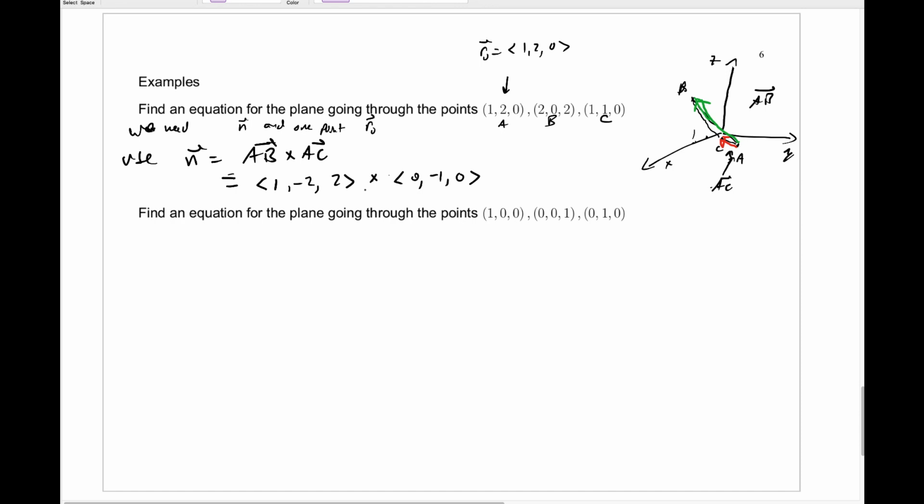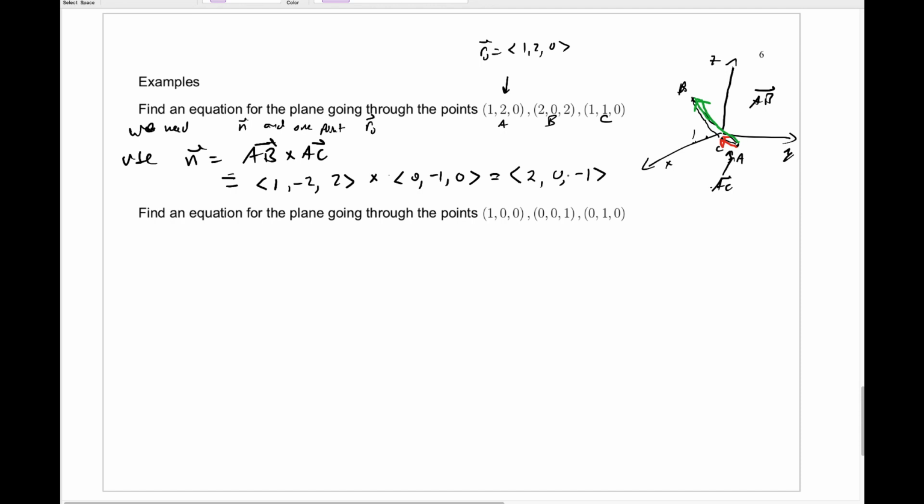How do we find this cross product? Well, you learned the formula. The first coordinate in the cross product is this negative 2 times 0 minus 2 times negative 1, which is just 2. The second coordinate will be, and it's a bit tricky here, we want 2 times 0 minus 1 times 0, which is just 0. And for the third coordinate, we'll get 1 times negative 1, minus 0 times 2, and that will be negative 1.